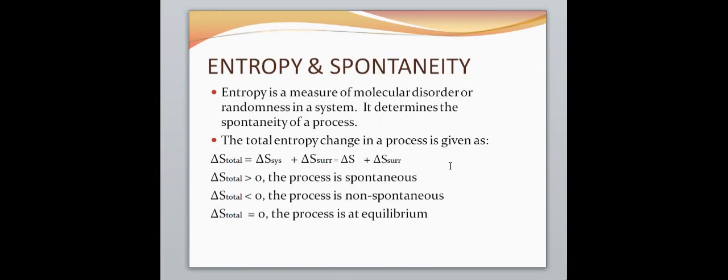Let's come to another topic, that is entropy and spontaneity. Entropy and enthalpy, my dear students, both are very important terminologies in chemical thermodynamics. We've understood what enthalpy is in all the previous explanations. Now, entropy is a measure of molecular disorder or randomness in a system.